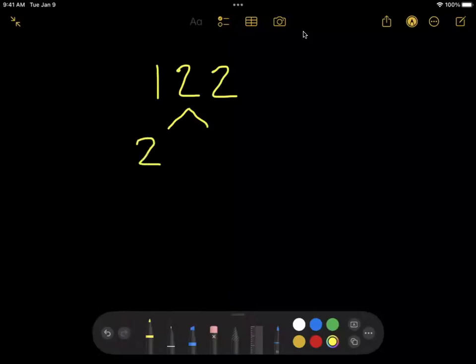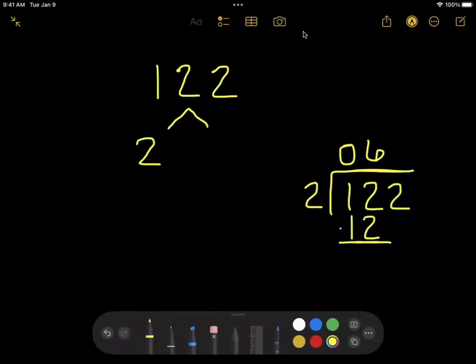Now, I don't know what 2 times what equals 122. So to figure that out, I'm going to have to go over here and do 122 divided by 2. Well, 2 does not fit into 1, so I'll put a 0 there. But 2 does fit into 12 6 times. So I'll put 6 up there. 6 times 2 is 12. And when I subtract that, I get 0 left over. I'm going to bring down this 2. And 2 fits into 2 one time. 1 times 2 is 2. And when I subtract that, I get 0 left over. So it looks like 2 and 61 are the factors of 122 that I have so far.